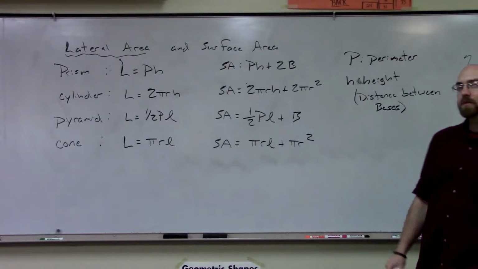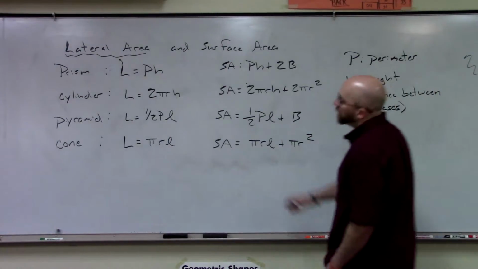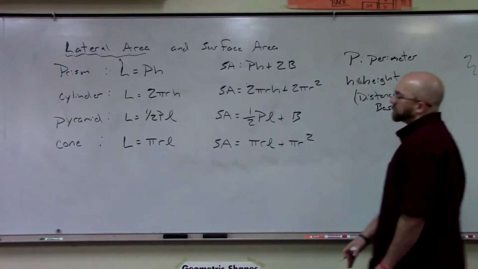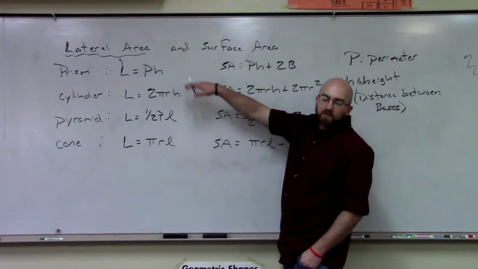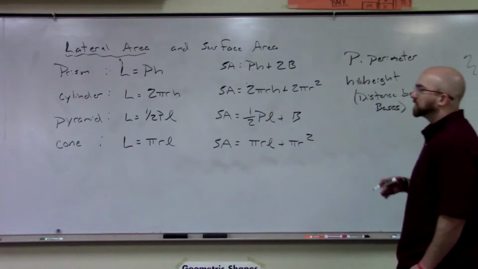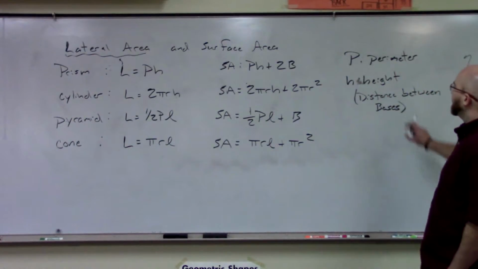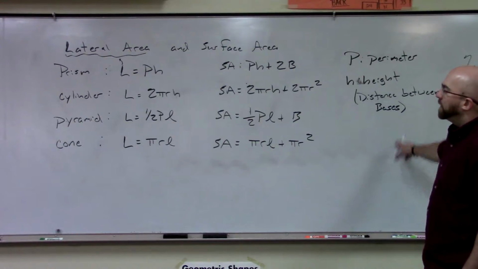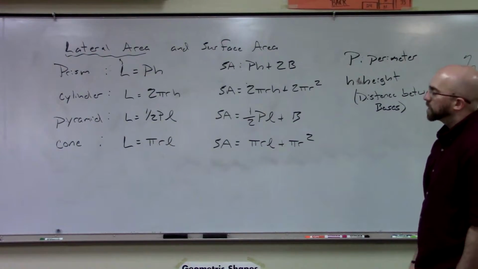Through the examples I'll be doing one of each: one prism, one cylinder, one pyramid, one cone. Maybe two prisms, because they do like to give triangle-based prisms, but when I go over the examples, you'll see what I mean. Hopefully, that height or distance between bases, okay? And so it's perimeter times height for a prism.